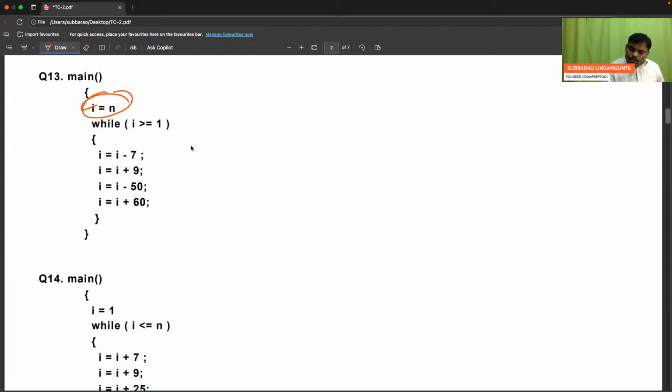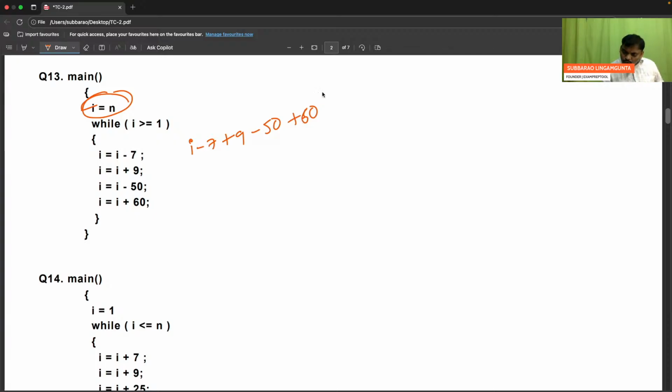First he is doing I minus 7. Already I minus 7 you have done. To that he is doing plus 9. Whatever you have, plus 9. Now whatever you have, again minus 50. Whatever you have, plus 60. So first you did the minus 7, further you add the plus 9, further you did the minus 50, further you did the plus 60.